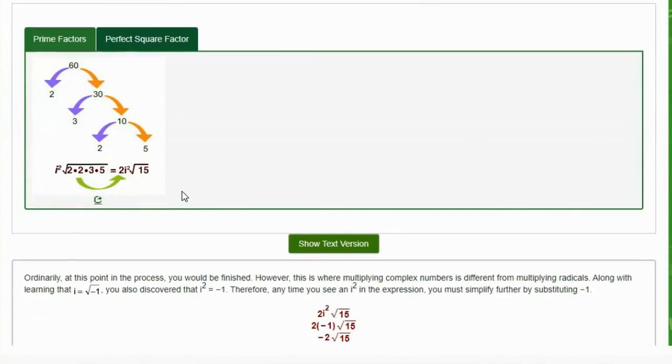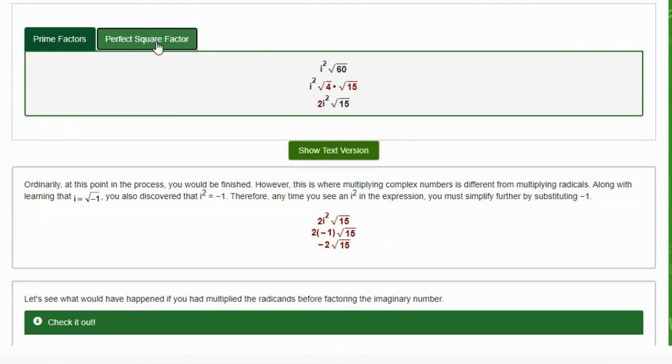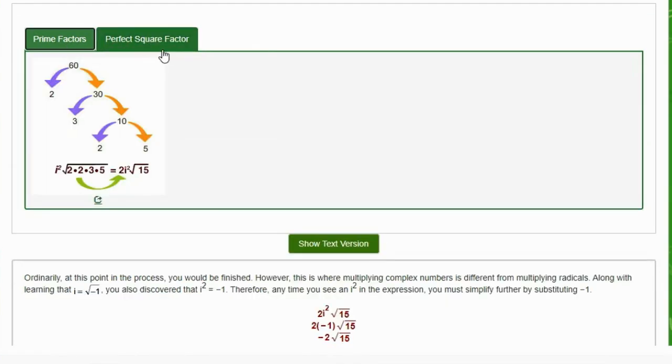All right, so here they're finding those prime factors just like we did. The 2, the 3, the 2, the 5. So 2 times 2 times 3 times 5. And they end up with 2i square roots of 15. Okay, prime factors, perfect square factors.